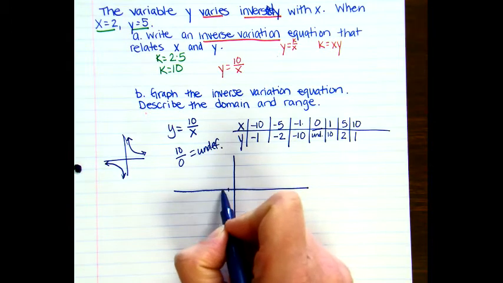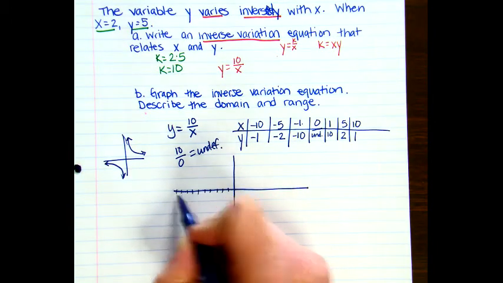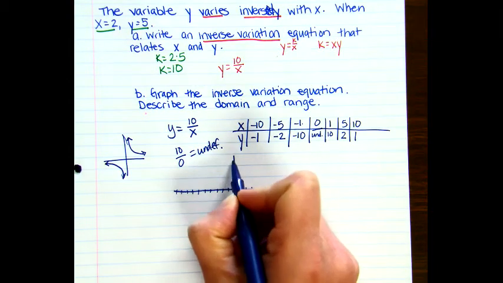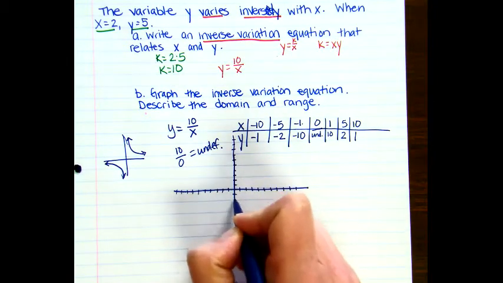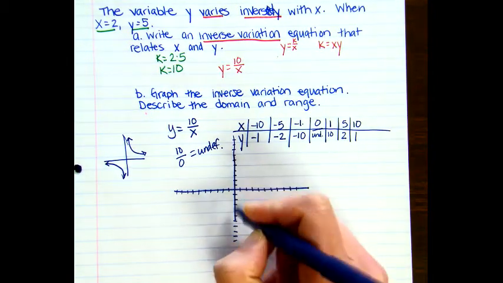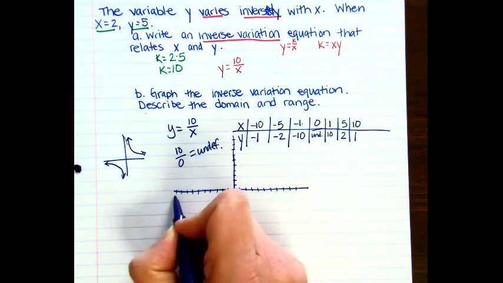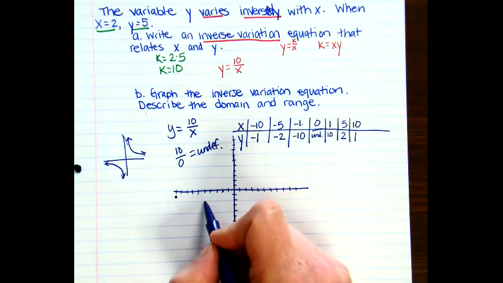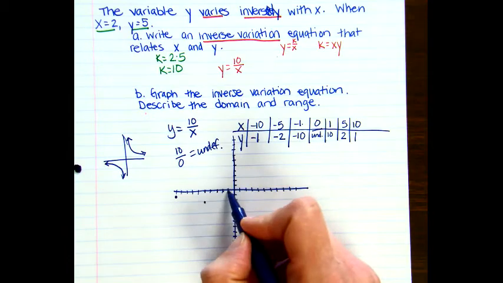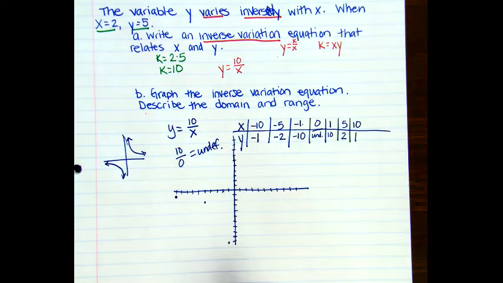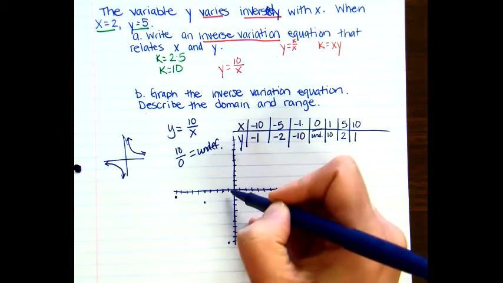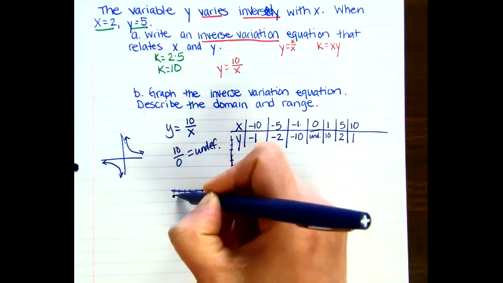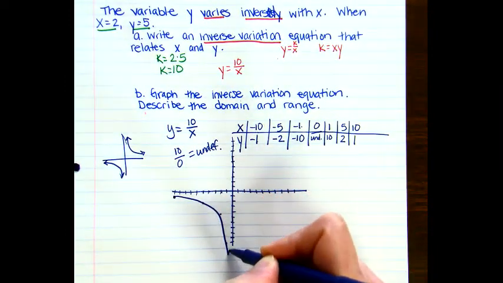If I put in negative 10, 7, 8, 9, 10. Sorry, I should have had this ready to go. I'm going to run out of room. If I graph negative 10, 1, my point will be right here. Negative 5, negative 2 is down here. Negative 1, negative 10 is going to be all the way down here. If I put in negative 2, I get 5. So somewhere along there. Basically, I'm going to have a curve that looks something like this.